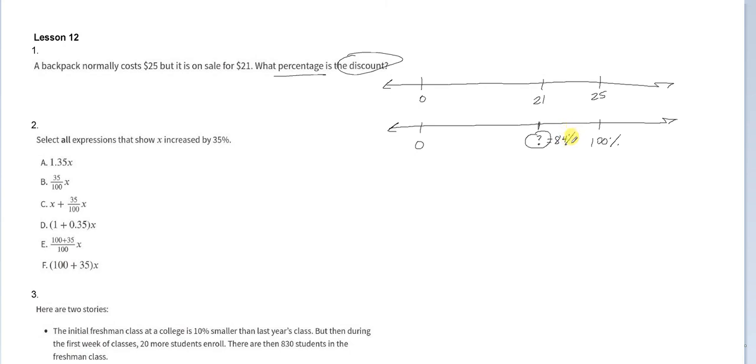Alright? And your discount would be how much you saved from what it used to be. So your discount goes from 100 down to 84. So to find your discount, you have to do 100 minus 84, which of course is 16. So you had a 16% discount. Alright, and that is number 1 on lesson 12.